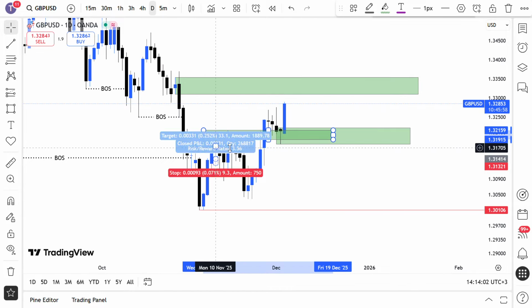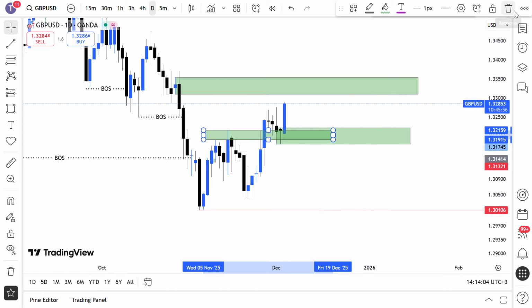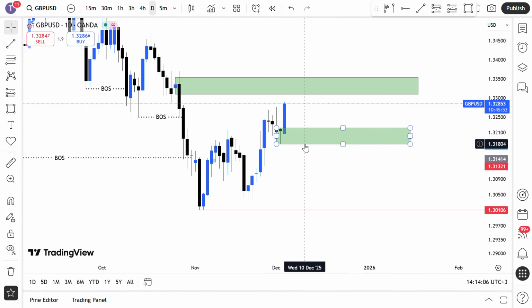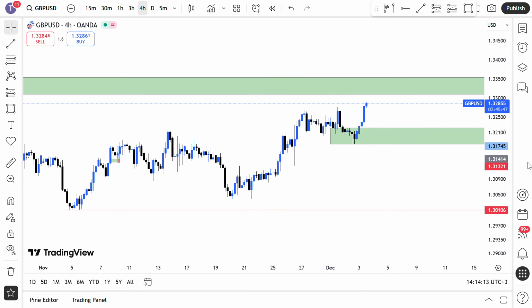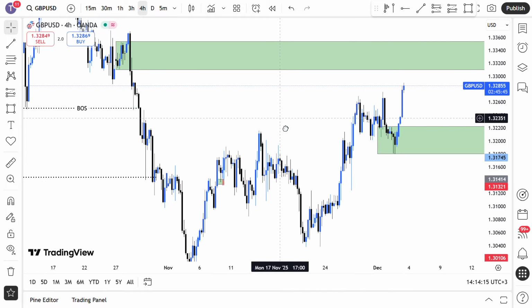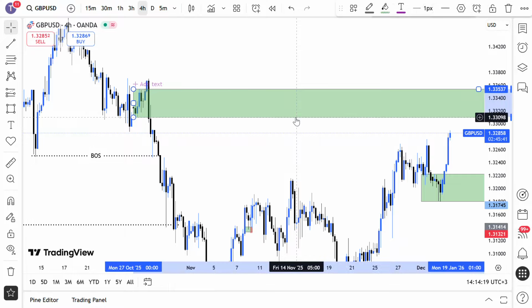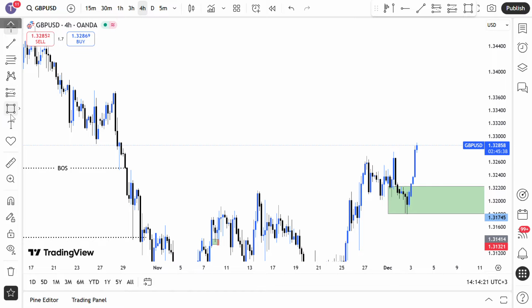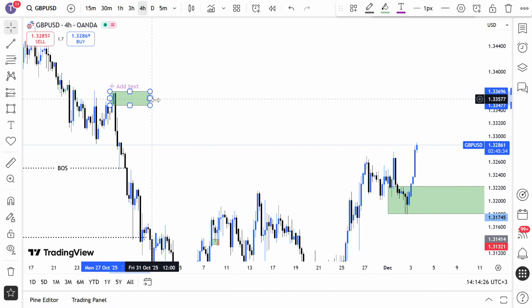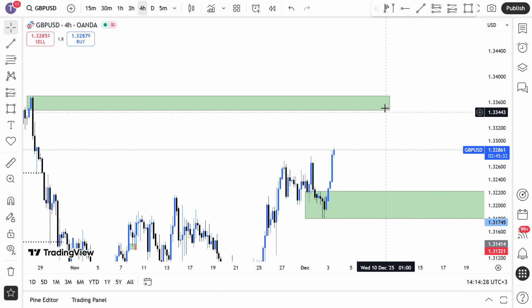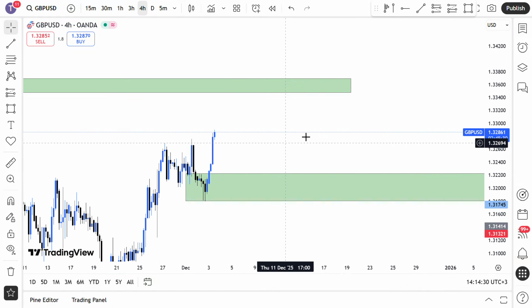So currently right now I want to see if the price will come back into this area before I have another entry to the upside. Coming into the 4 hour time frame. So from the daily time frame, let me refine my point of interest. I have this 4 hour order block up here. That is my next point of interest. I want to see what the price will be doing at this point.